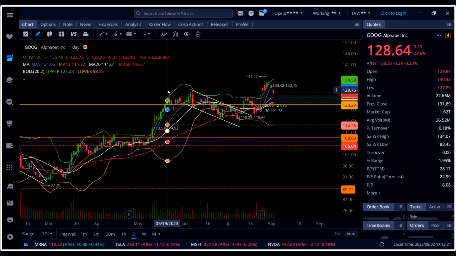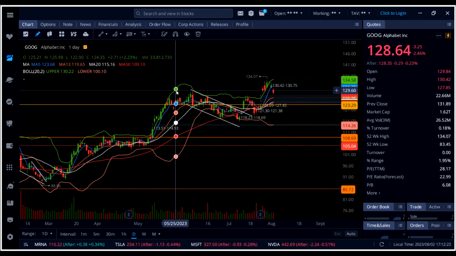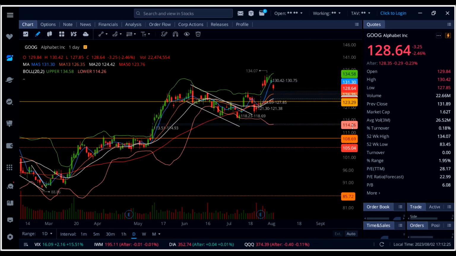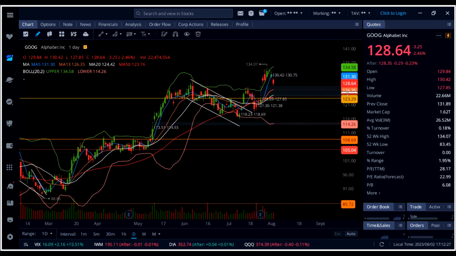because it broke the support down here, 130, 129, and now we could be going down to this support, 13 SMA 126, and that is going to be a better entry on Google stock.